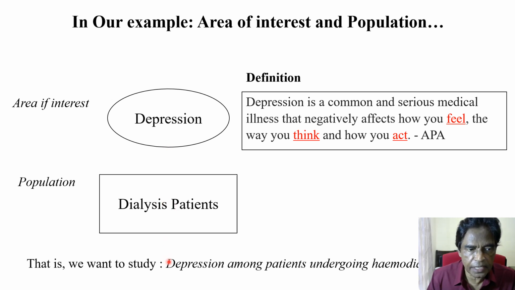So my title evolved from here. What is it now? Depression among dialysis patients, or patients undergoing hemodialysis, right? Don't start with the title. Start with the area of interest. Then choose the target population. So your title evolves naturally from these two.